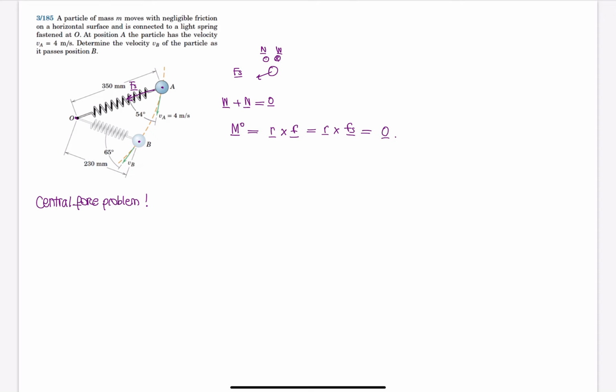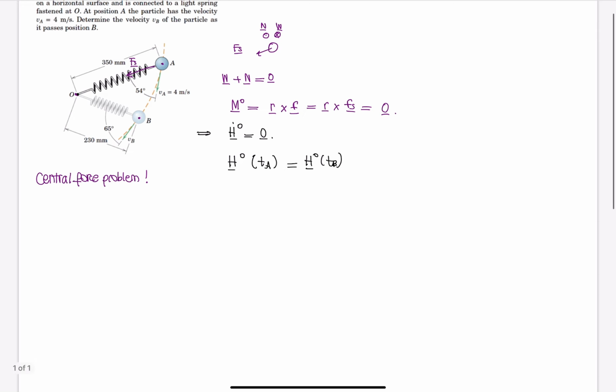Very interesting. Okay, so the sum of moments about O is equal to 0. It's a central force problem. What does that mean? This means that the angular momentum of the mass m about O is conserved. So the angular momentum of the system at state A is equal to the angular momentum at state B.